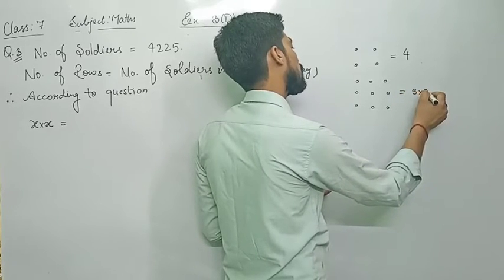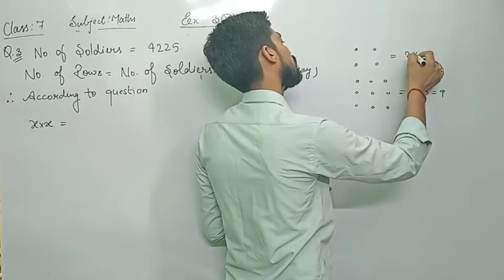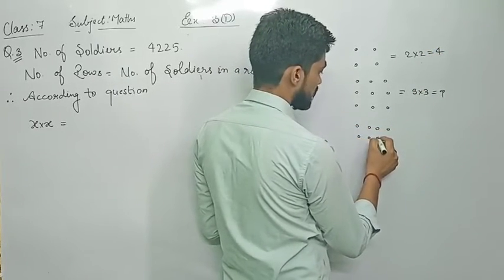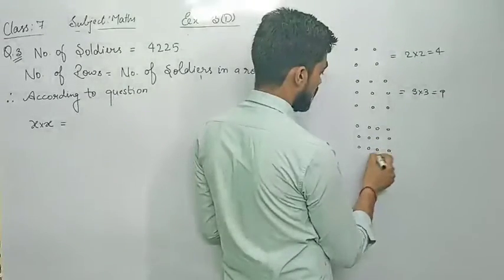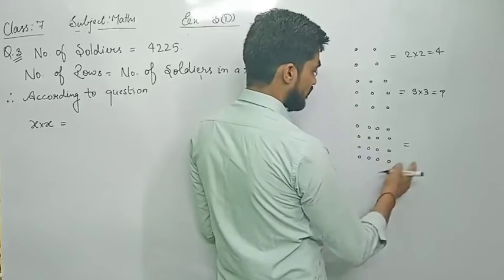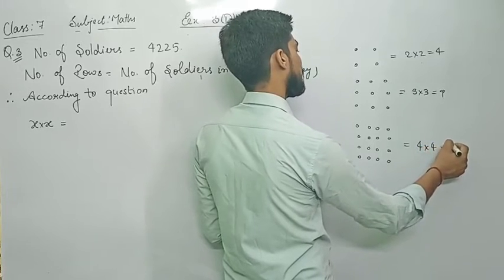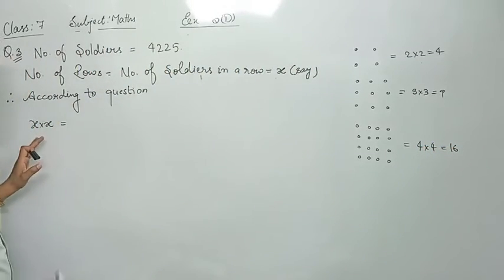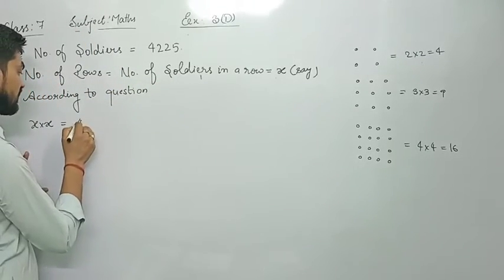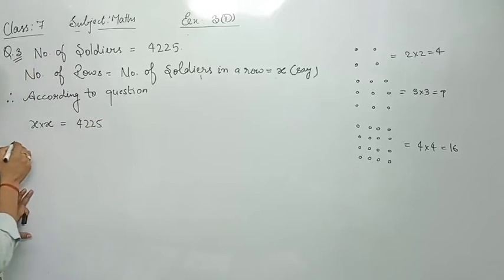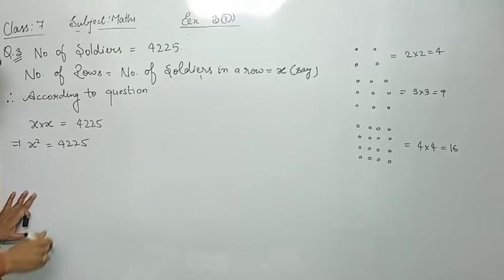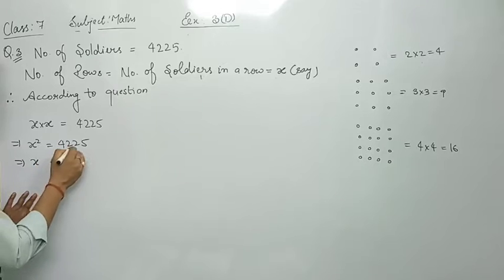So how will I get the value total? 9. This one also 2 into 2, that is 4. Similarly, if I have 4 soldiers and 4 rows, so what total number of the soldiers I shall get? 4, 4, 8, 4, 12 and 4, 16. So 4 into 4, that is 16. Similarly, I am writing here X into X because X rows are there and X columns are there. And total we are given as 4225. It means X square is equal to 4225. It means we need to find its square root.